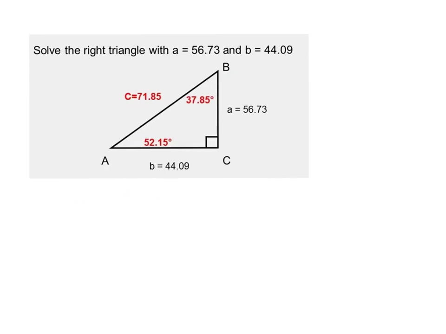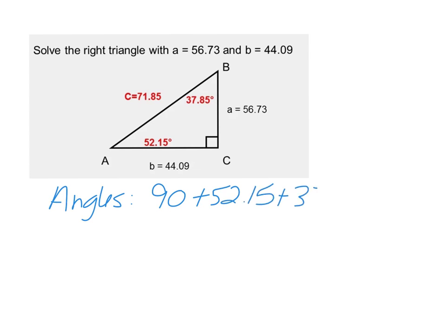Our final and most important step when solving the right triangle is to check our angles and our sides. So to check our angles, we're going to add them up and see if they equal 180 degrees. So we have 90 degrees plus 52.15 plus 37.85, and when they are added up, they give us 180 degrees. So our angles are correct.